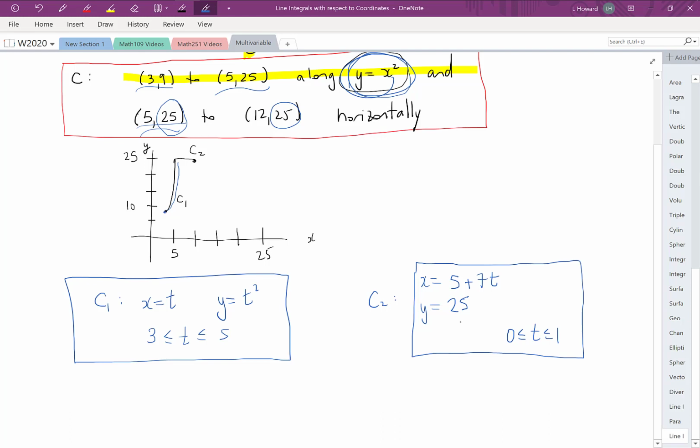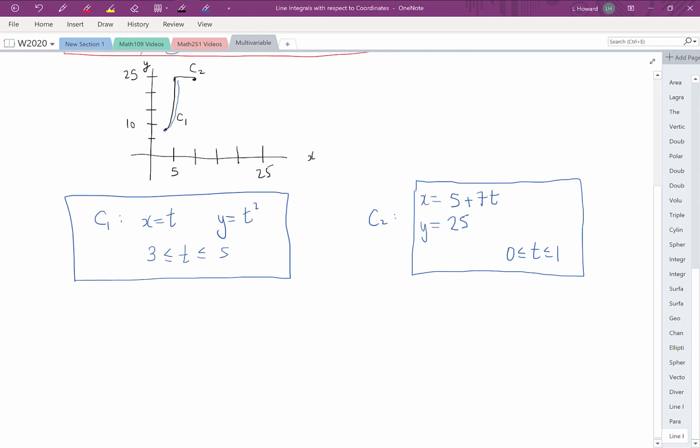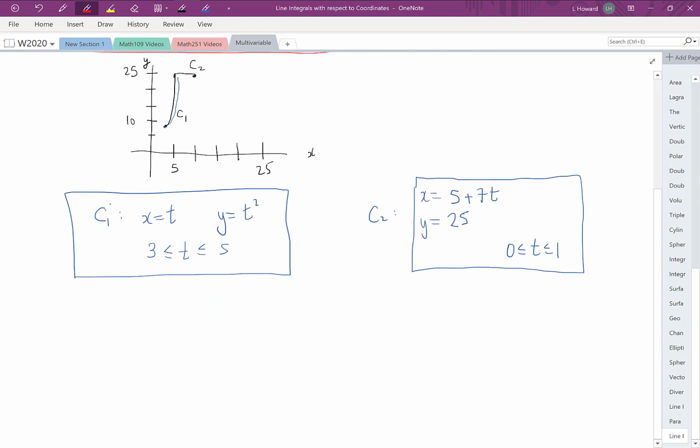So that's great. That's parameterization of both of those curves there. Now, when we get into the calculation, we're going to also need to know dx and dy. So I would suggest that we do that part of the calculation just under our boxes here so that we've got everything collected in one place. So let's look back at C1 here and let's calculate our dx and our dy.